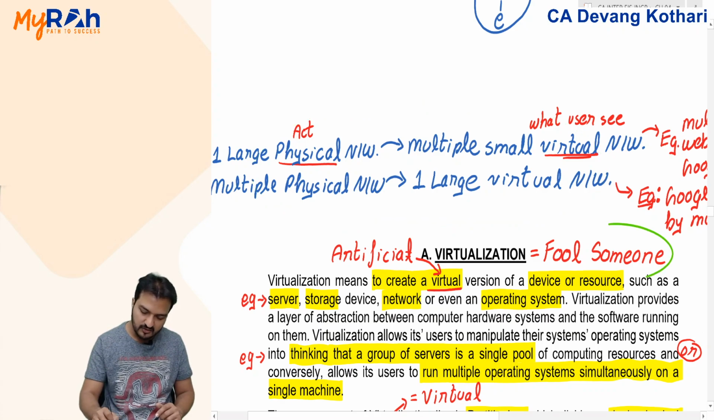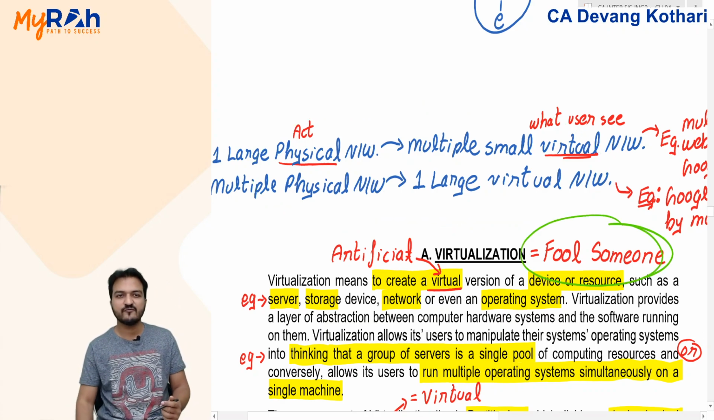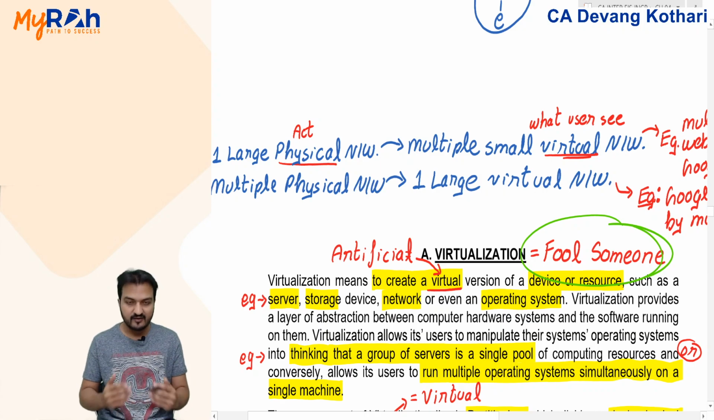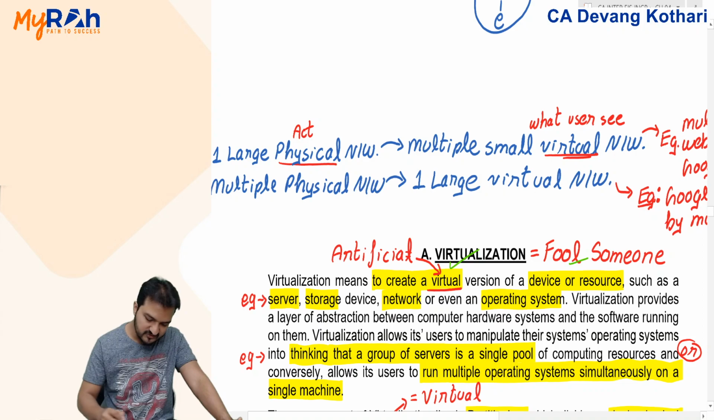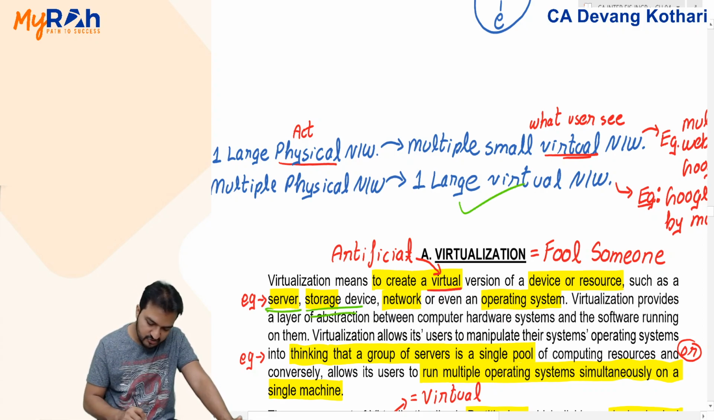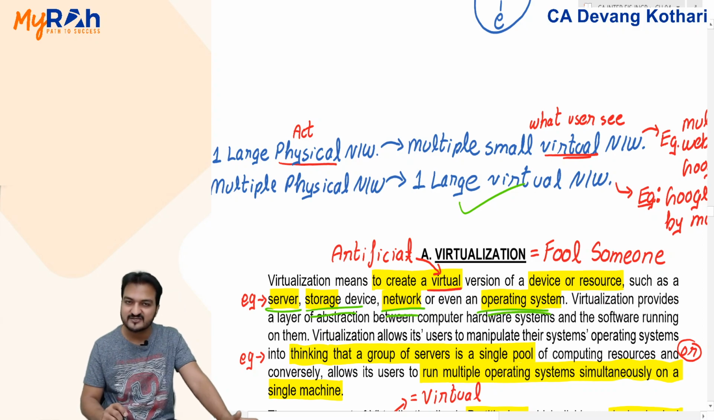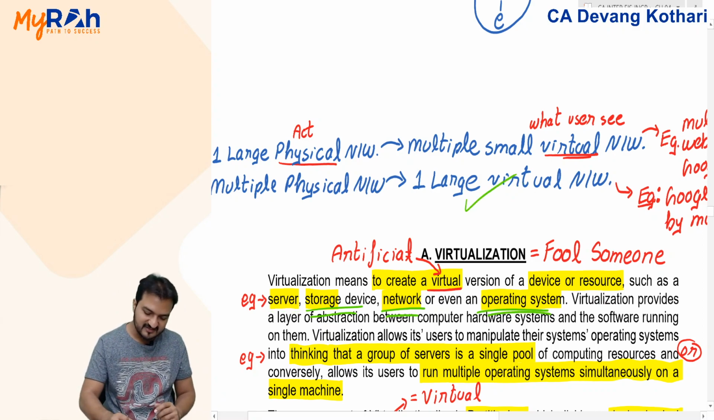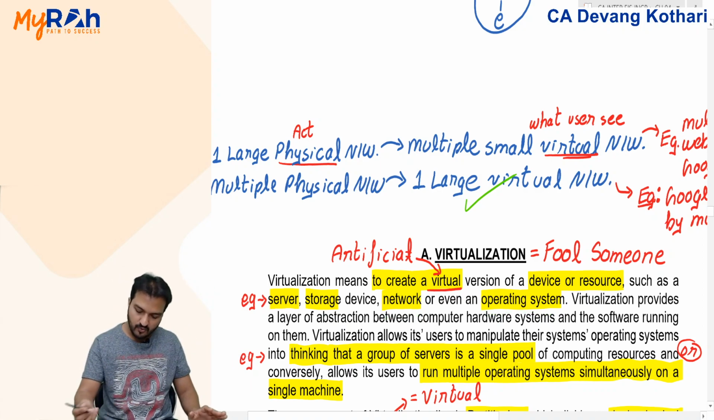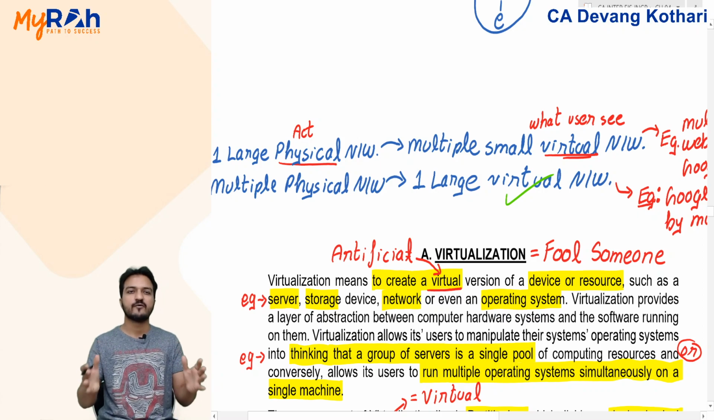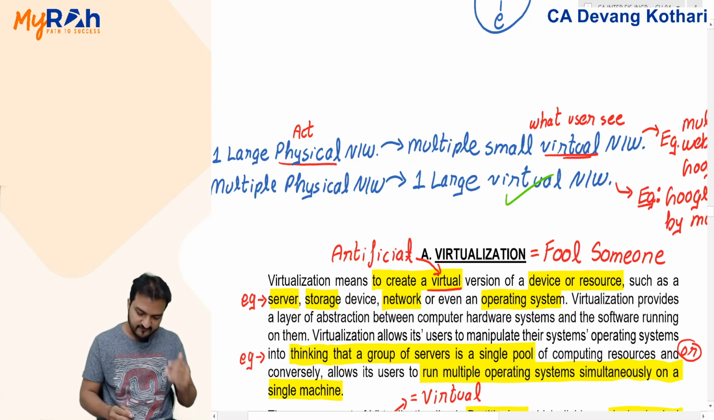Virtualization means to fool someone, to fool someone to believe something that does not actually exist in reality. So in general, virtualization means to fool someone. It is to create a virtual version of a device or a resource. For example, there can be a virtual server, like the second case, virtual storage, virtual network, virtual operating system. Virtual server was this example that actually there are 10 different Google servers, but what appears here is one large virtual server.